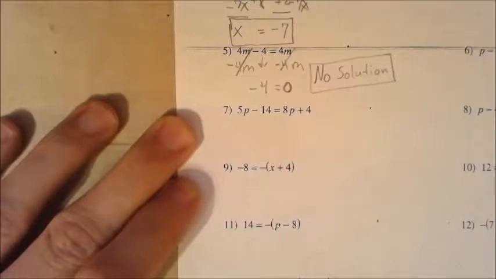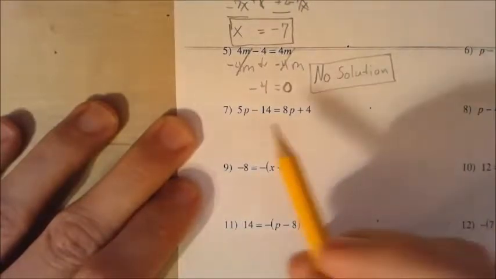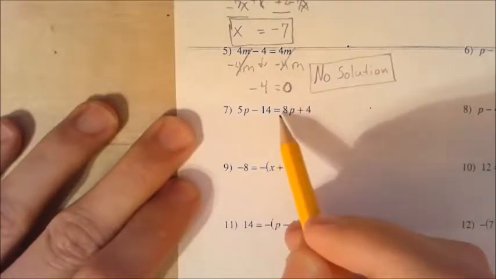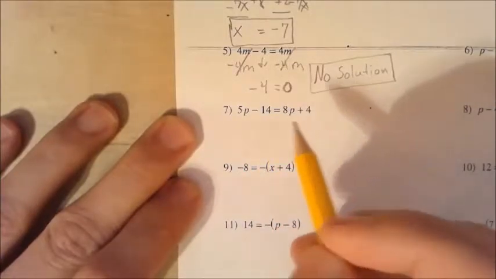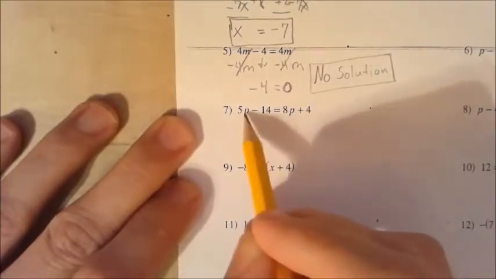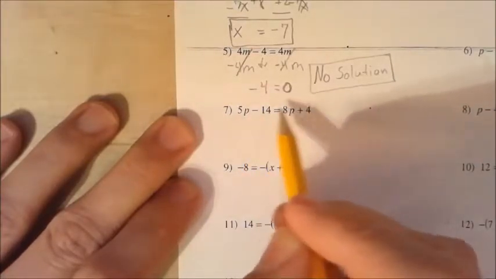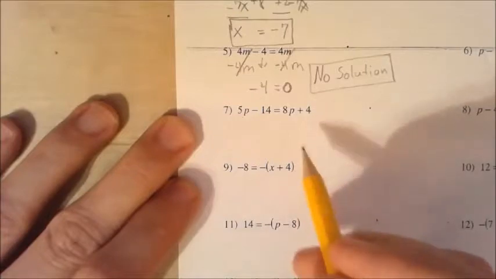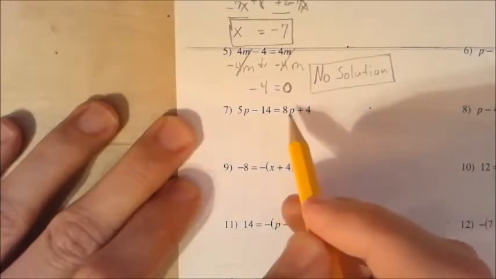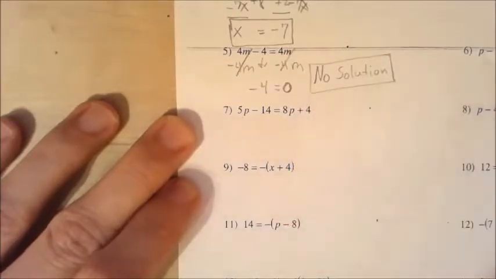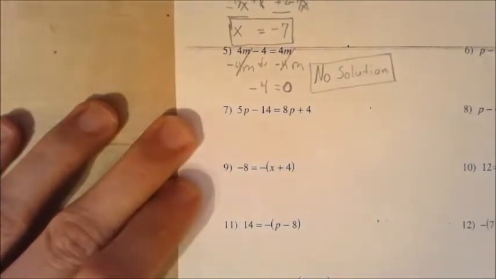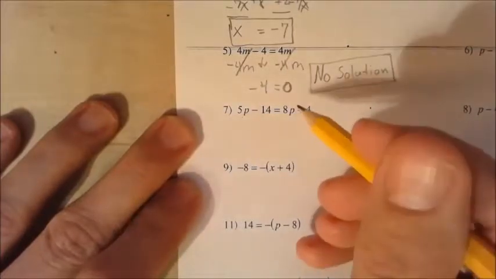Alright, we're going to go ahead and do number 7. And number 7, we have 5p minus 14 is equal to 8p plus 4. Notice that we have a p on both sides, and we have constants on both sides, 14 and 4. So what I want to do is keep my p positive. I just think it's easier if you do it this way, and you don't have to. It's your choice. You can actually wait and divide out a negative number from p later, but I think it's easier just to keep it positive.